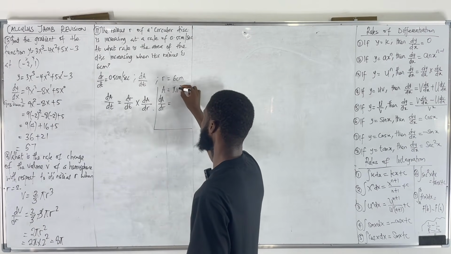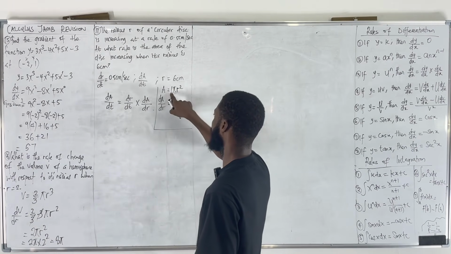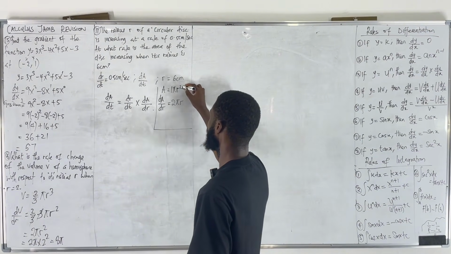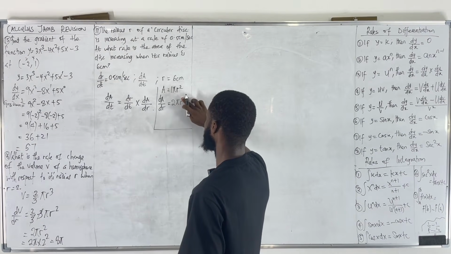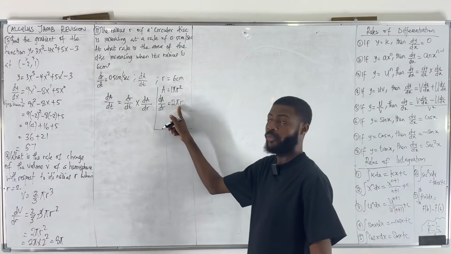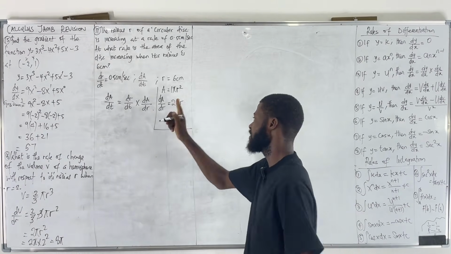Let's differentiate this with respect to r. There's an invisible 1 here. 1 times 2 is 2. Then you put your pi and you say r, 2 minus 1 is 1, and you could decide not to write it. So this is the formula for the perimeter of a circle.